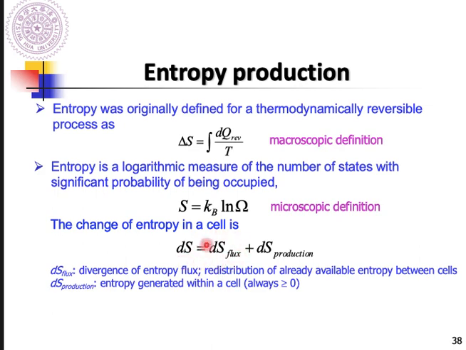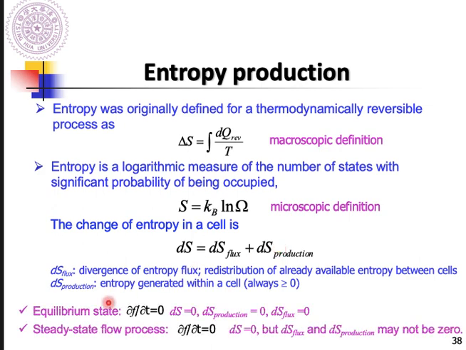Either the surroundings give you some entropy, or take out some entropy from you, or you, the system, generate or produce entropy constantly, right? So this is how to describe the change of the entropy in the system: either from the surroundings or from the system generating entropy by itself, right?